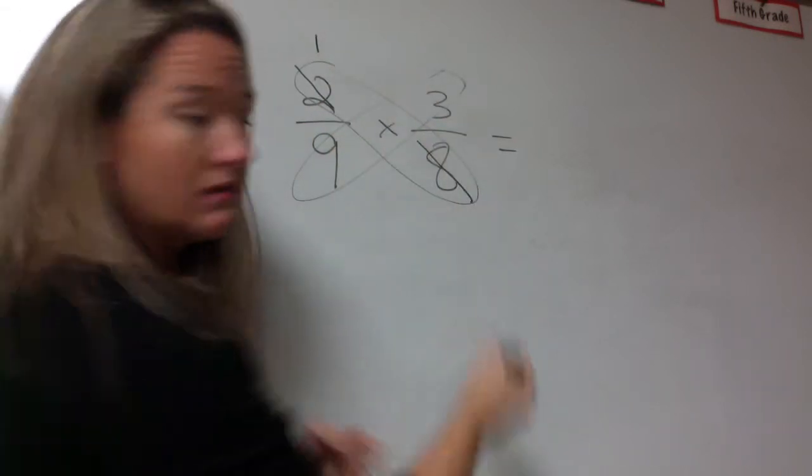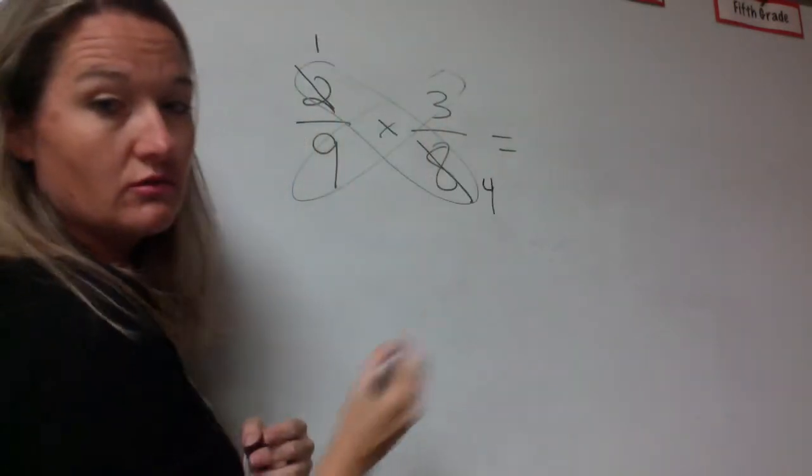How many 2's go into 2? 1. How many 2's go into 8? 4. Okay, so now we turn that into 1/4.